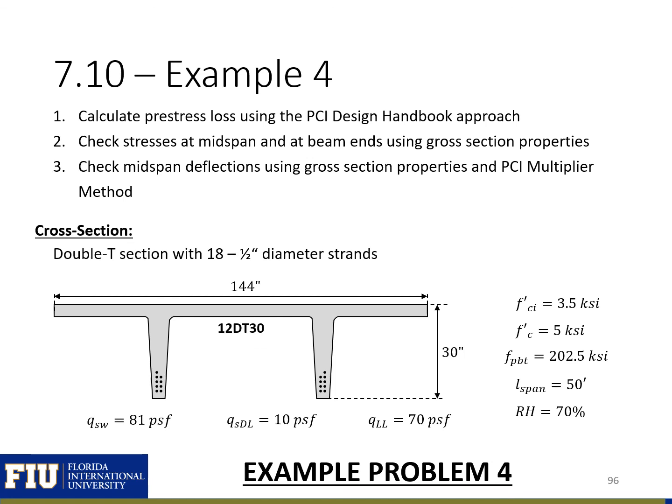At this point, you can pause this video and go to the accompanying video for example problem 4, where we'll calculate the pre-stress loss using the PCI Design Handbook. We'll check stresses at midspan and at the beam ends using our gross section properties. And then finally, we'll also check our midspan deflections using our gross section properties and the PCI multiplier method. And we'll do all of this for this standard double T section.